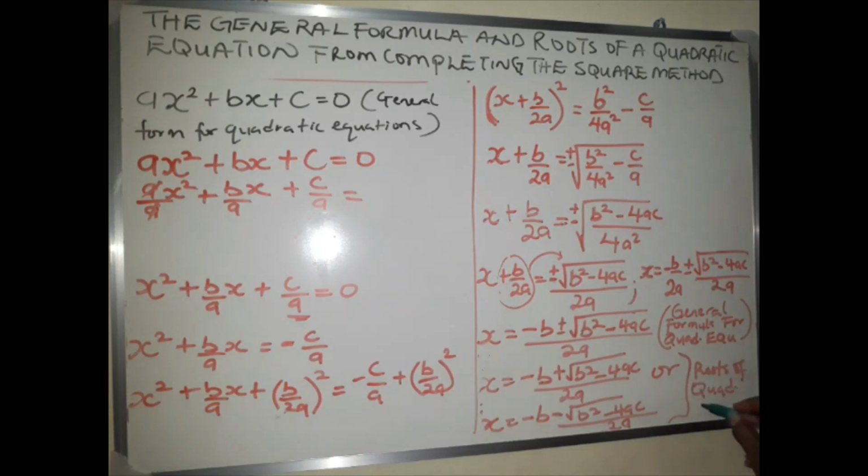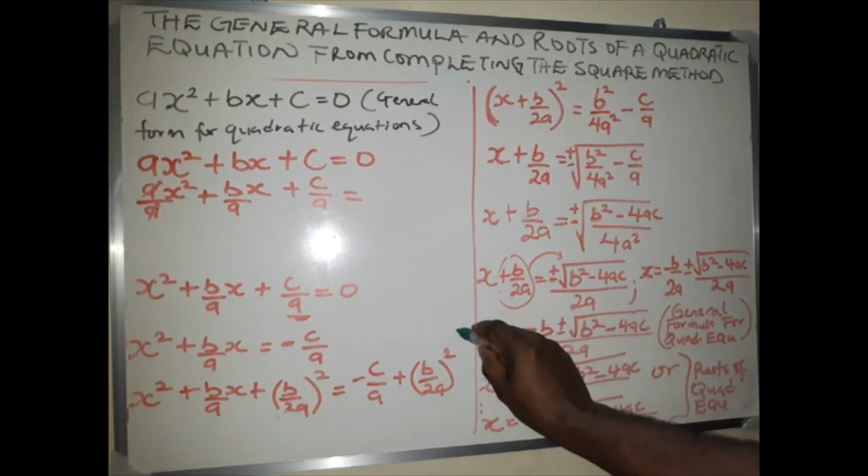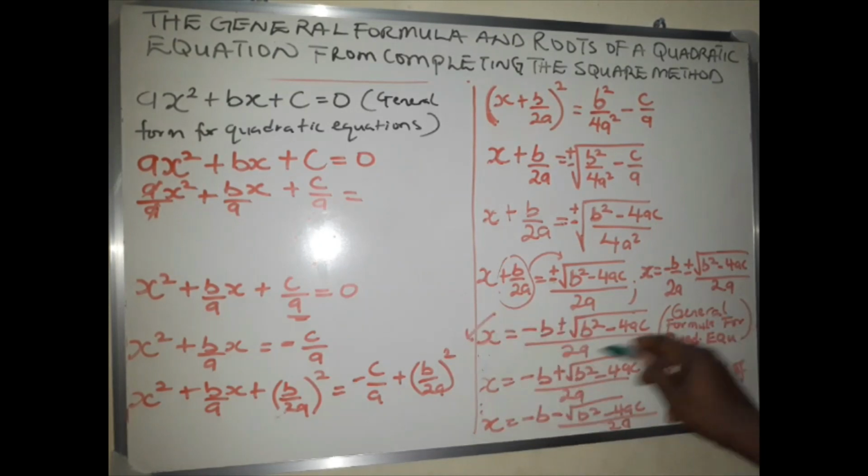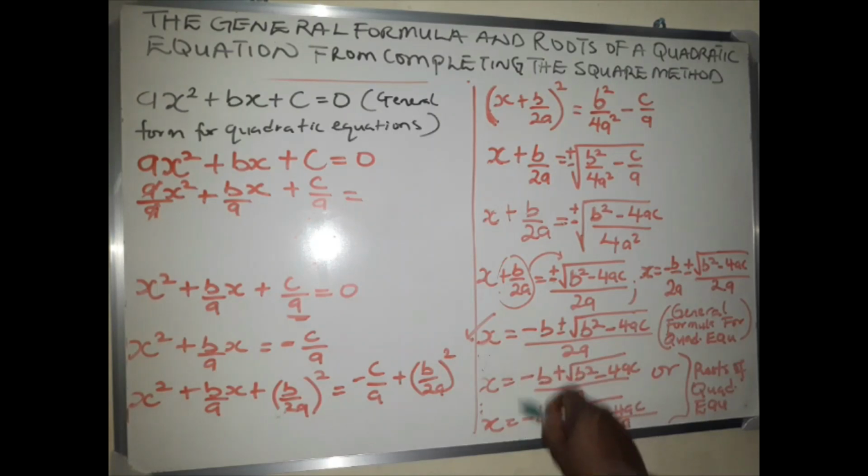Write it in short form. Please forgive me, I don't have space, so that is the short form. So this one here is the general formula for quadratic equations. This is what you use to solve quadratic equations when you're dealing with the general formula method. Then these two here are the roots of the quadratic equation. And that has come to the end of the teaching of today.